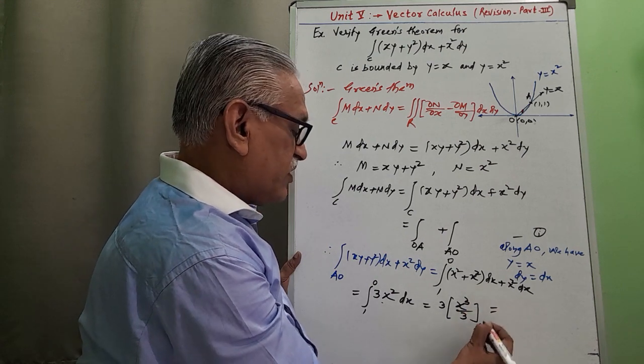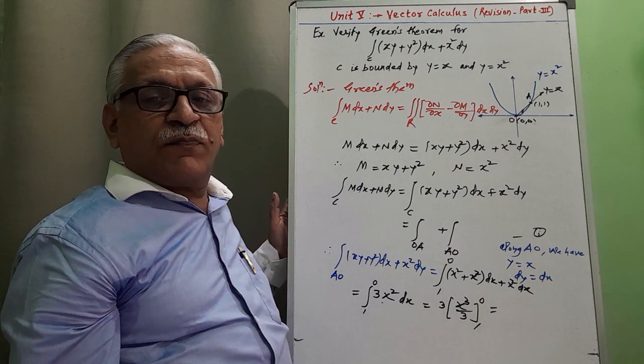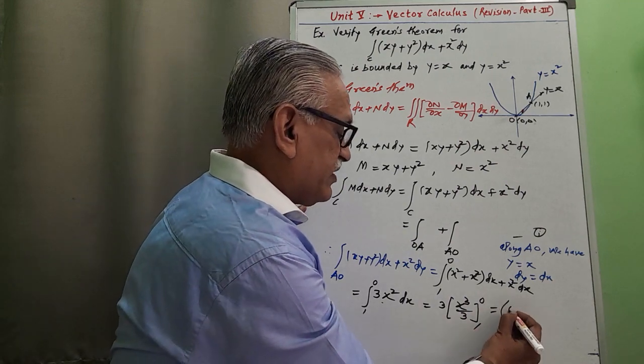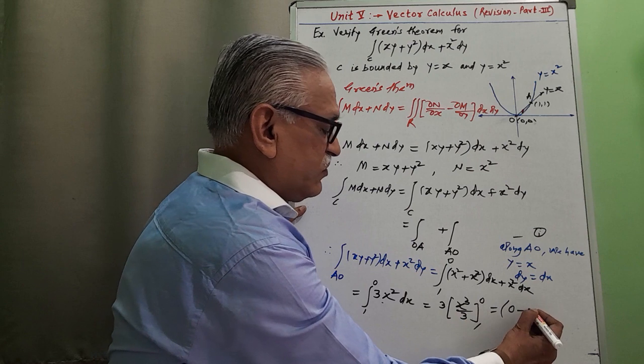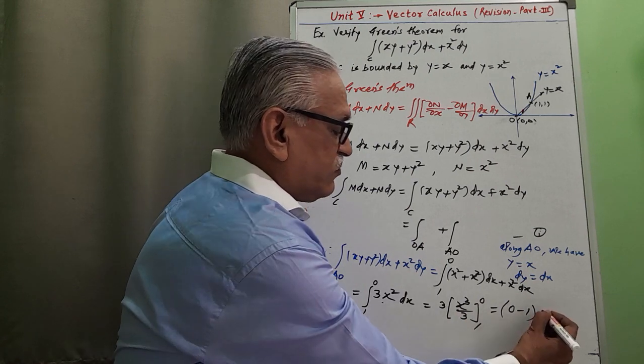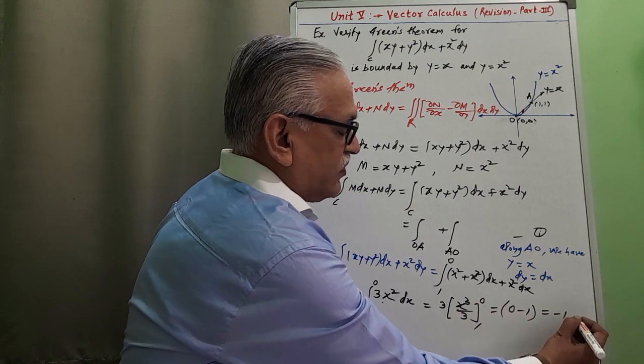Limit from 1 to 0. Substituting upper and lower limit. Upper limit it is 0. Lower limit is 1, 1 cube is 1. 0 minus 1, we get that value as minus 1. Equation number 3.